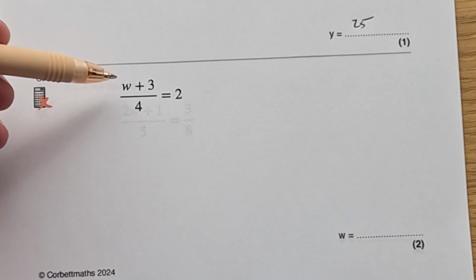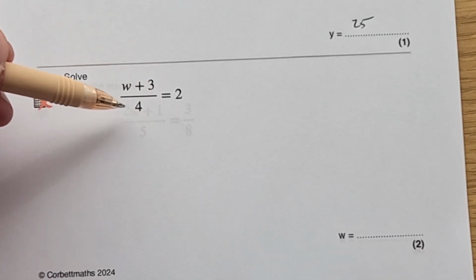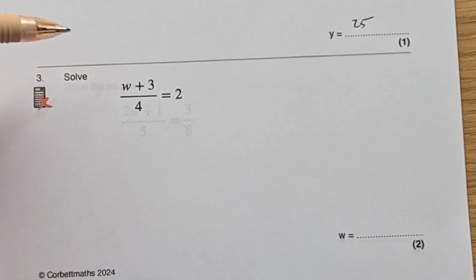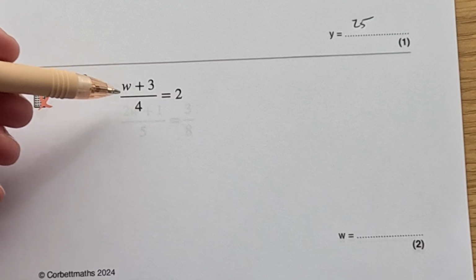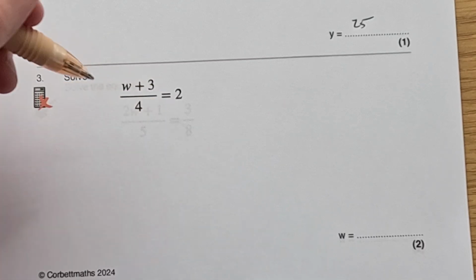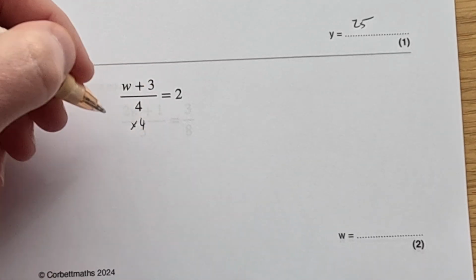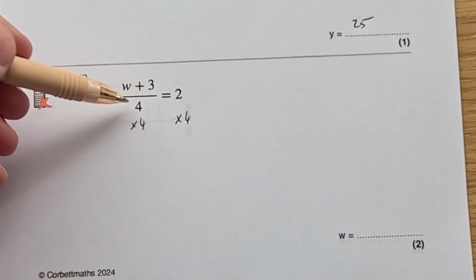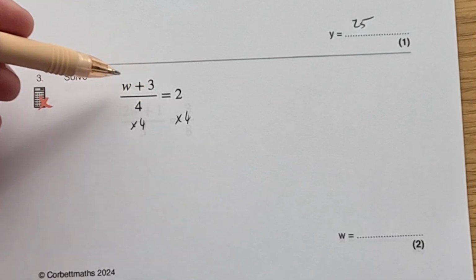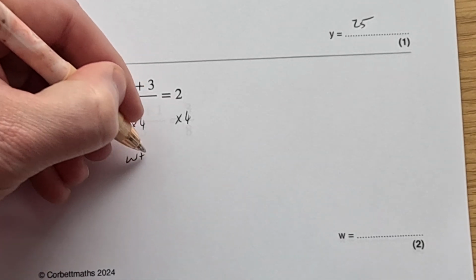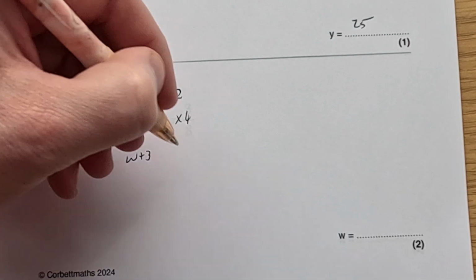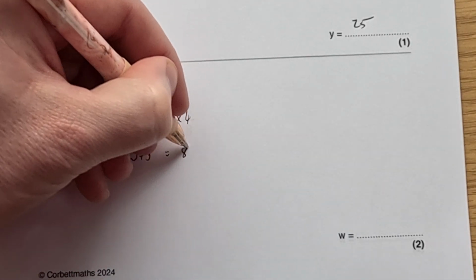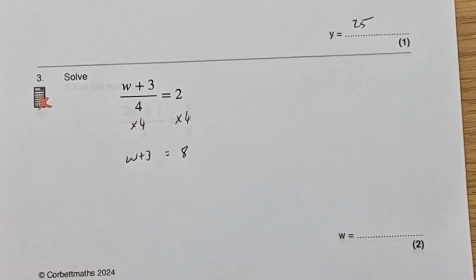Okay, let's look at our next question, question number 3. We've got w plus 3 all over 4 equals 2. So we want to solve this equation, so we want to get the w on its own. The first thing I'm going to do is get rid of this divide by 4. So I'm going to multiply the left-hand side of the equation by 4, and I'm going to multiply the right-hand side of the equation by 4. So we're multiplying by 4 to get rid of this divide by 4, so we're just going to be left with what's on the numerator, which is w plus 3 on the left-hand side of the equation. And on the right-hand side of the equation, we've got 2 multiplied by 4, that's equal to 8. So we've got w plus 3 is equal to 8.